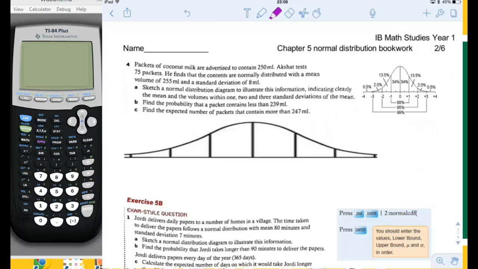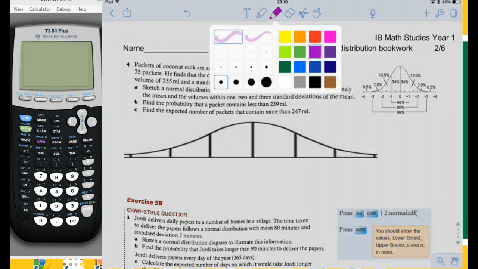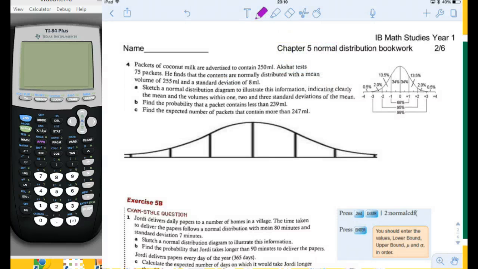Okay, normal distribution, page 2. Packets of coconut milk are advertised to contain 250 milliliters. Akshar tests 75 packets. He finds that the contents are normally distributed with a mean volume of 255 and a standard deviation of 8. So the mean would be 255 and the standard deviation is 8.